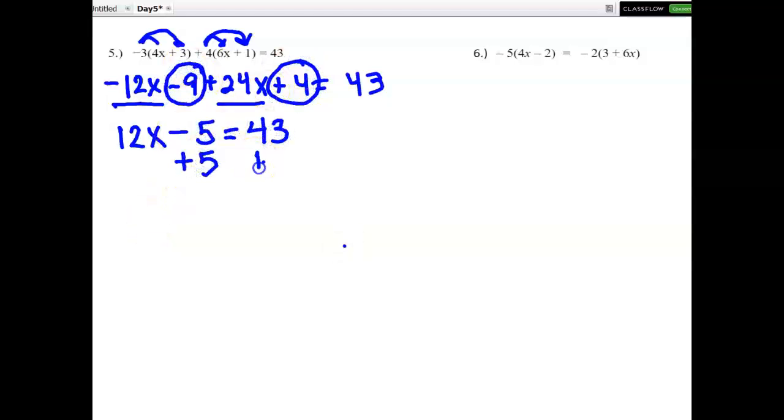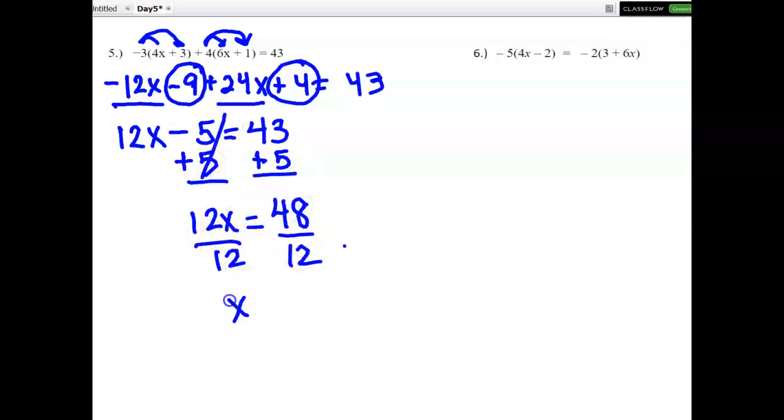I'm then going to add my 5 to both sides. So I get 12x is equal to 48. We then divide both sides by 12, and our x is equal to 4. Okay, and then again, plug it back in and make sure it works with the check step. And I'll show you at the end another way to do the check step, which is kind of nice.